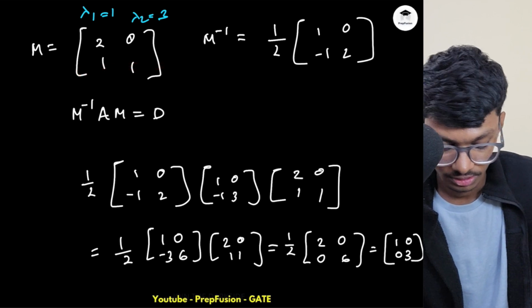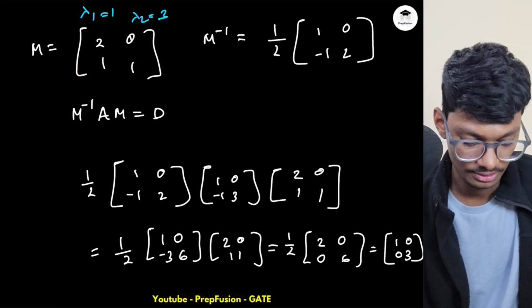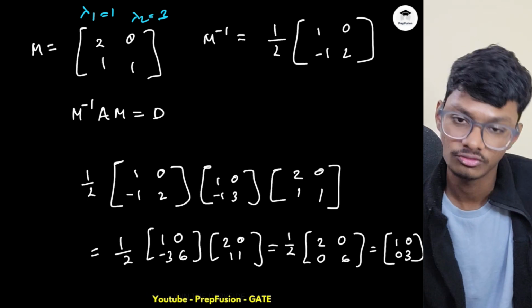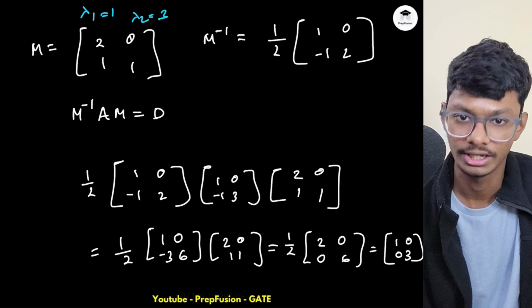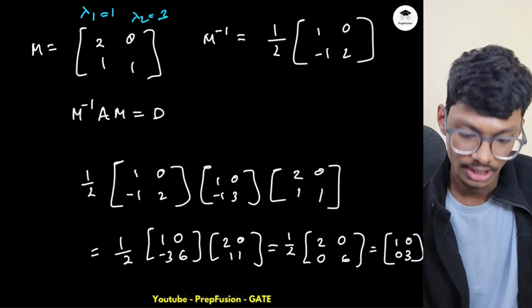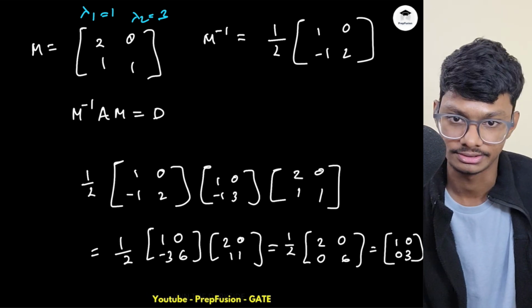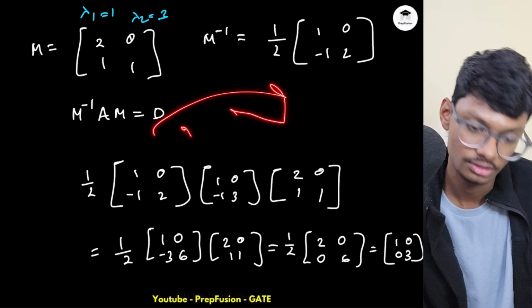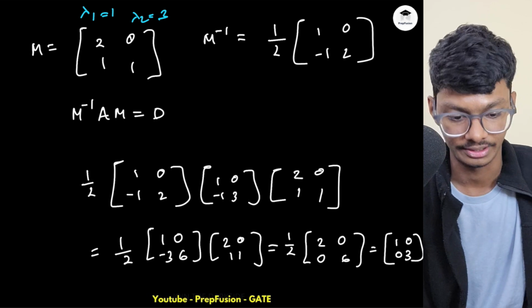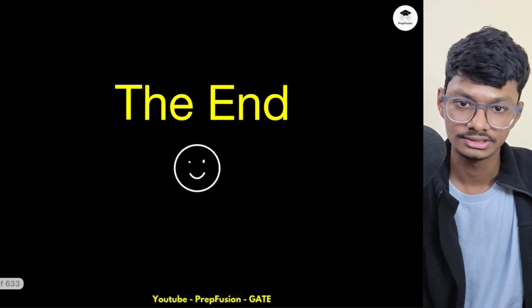So you might ask, what is the use of this? There is a use of this, obviously. Sometimes you will be given the eigenvectors and the diagonal matrix, and you have to find the original A matrix. That can happen, right? So basically this was it for this lecture.